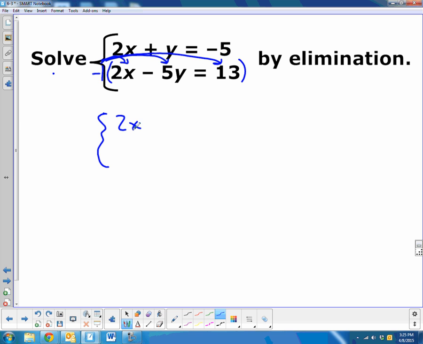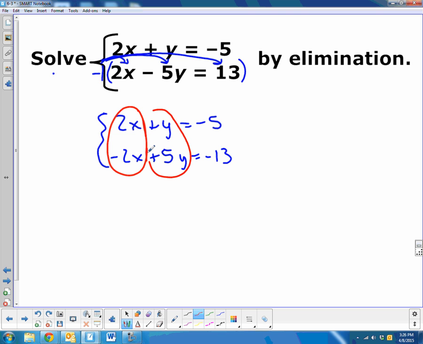The first equation would be the same. Nothing would change for that first equation. But the bottom equation would become -2x, -1 times -5 would be +5y, and -1 times 13 is -13. Now if I add these two equations together, 2x minus 2x, 0x. So if I add the x's together, I get 0x. y plus 5y, I'm going to get 6y. And -5 plus -13, I'm going to get -18.